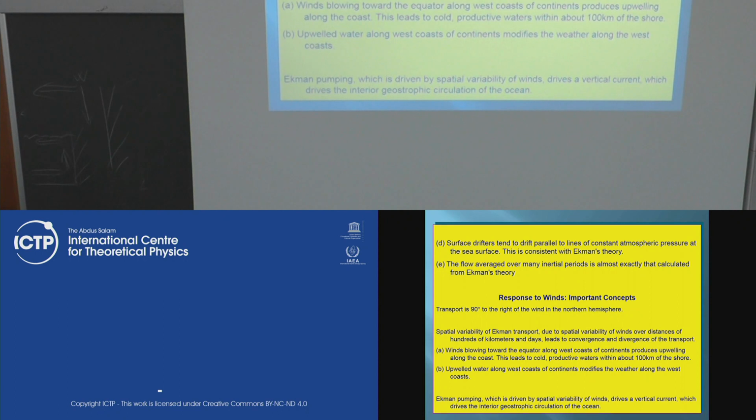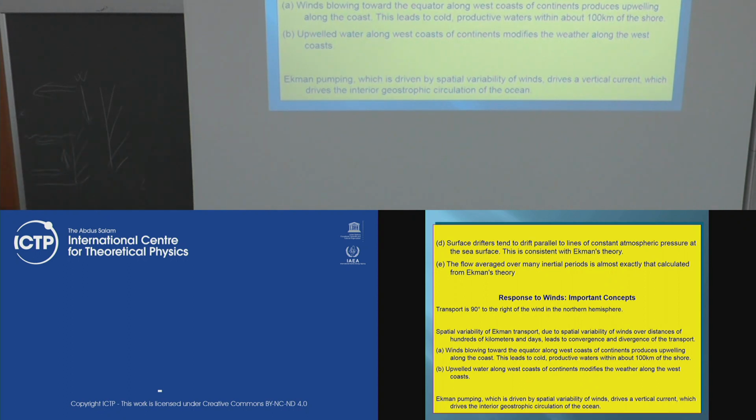You are creating different vertical stratification also within the atmosphere. So the weather along the west coast can be colder than it is at the same latitude over the rest of the ocean, because of the presence of the cold water patches along the coast. And here is another thing, the so-called Ekman pumping or Ekman suction.